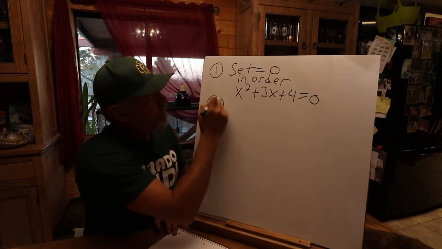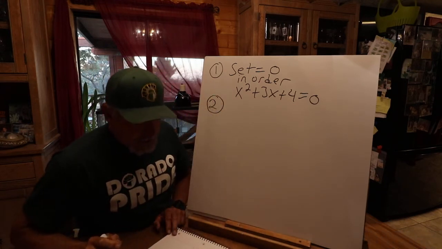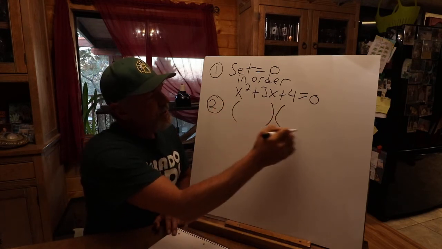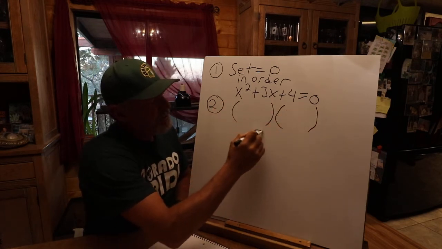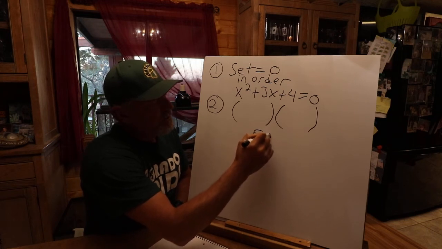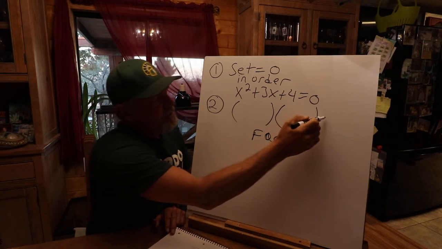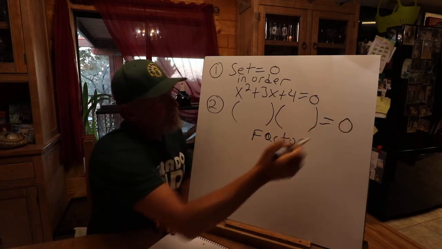Second thing you need to make sure happens is you need to factor it, which means you're going to break it into your 2 parentheses. This is still set equal to 0.